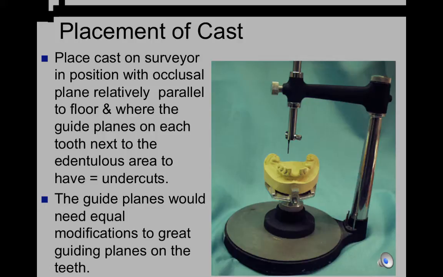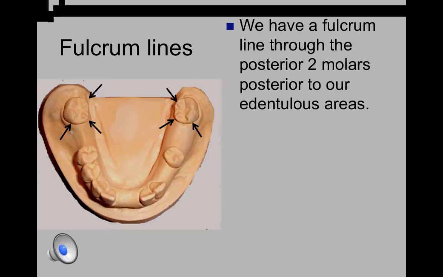We may have to alter our cast position slightly to get the desired undercuts, but retention takes precedence over guiding planes. We will place 4 direct retainers on the Kennedy Class 3 or 4. More is overkill. We're going to work with the 2 fulcrum lines shown on the slide. We're going to place direct retainers in front of the anterior fulcrum line and behind the posterior fulcrum line if possible. Let's look at the fulcrum line through the second molars to our edentulous areas. I have arrows in the positions where I have 0.01 undercuts.